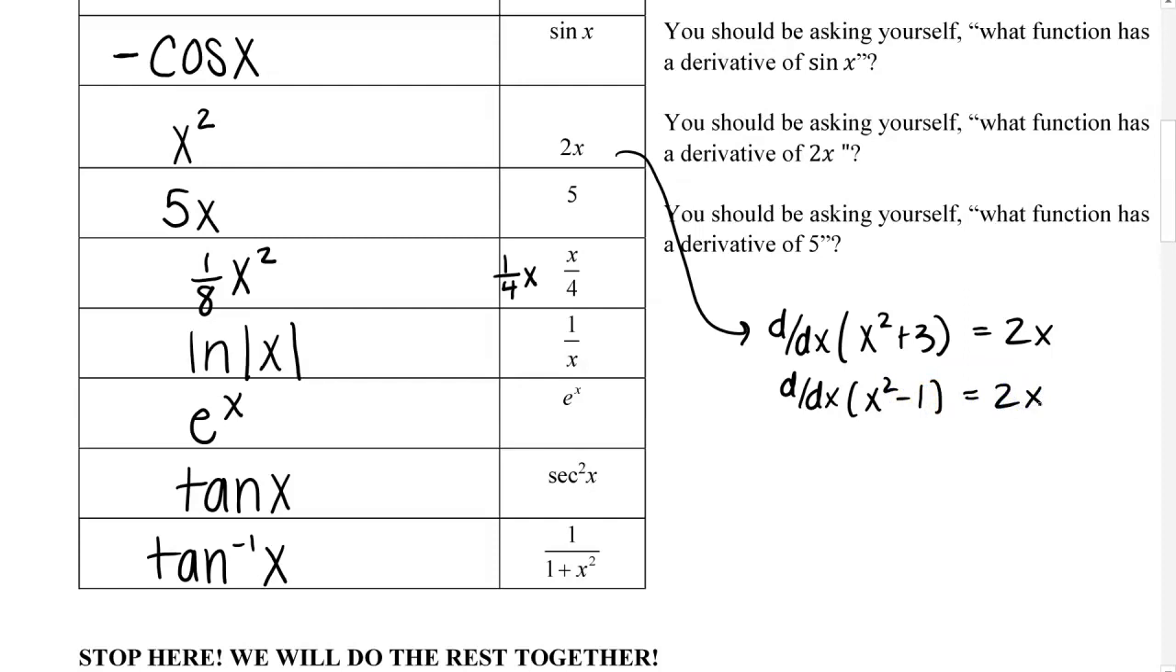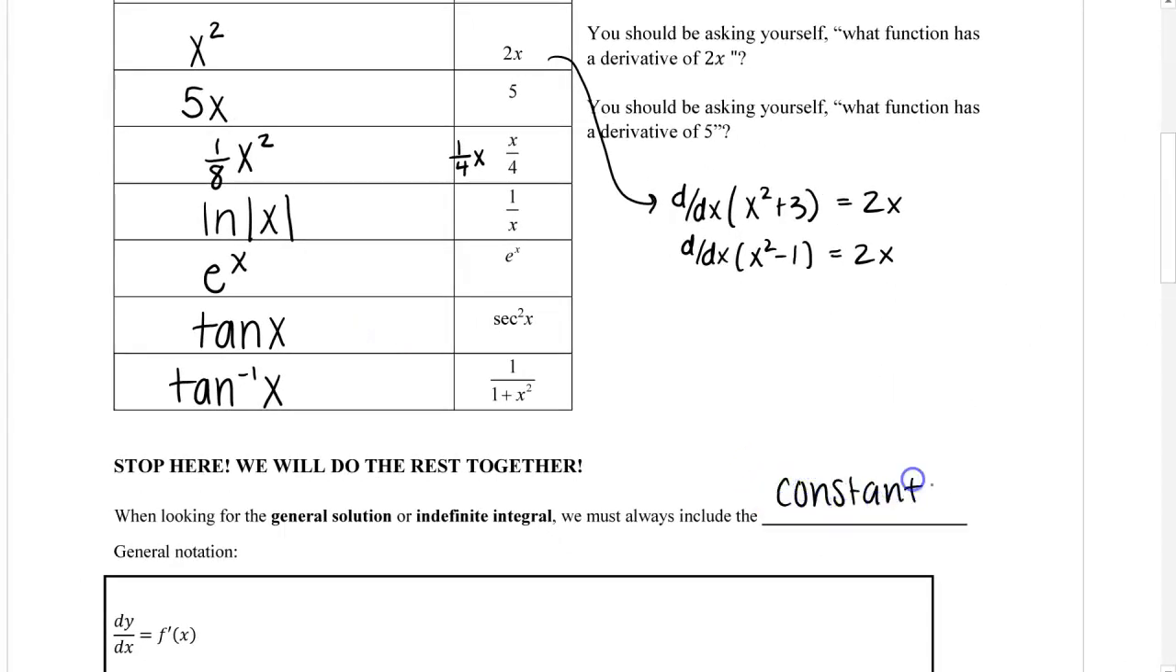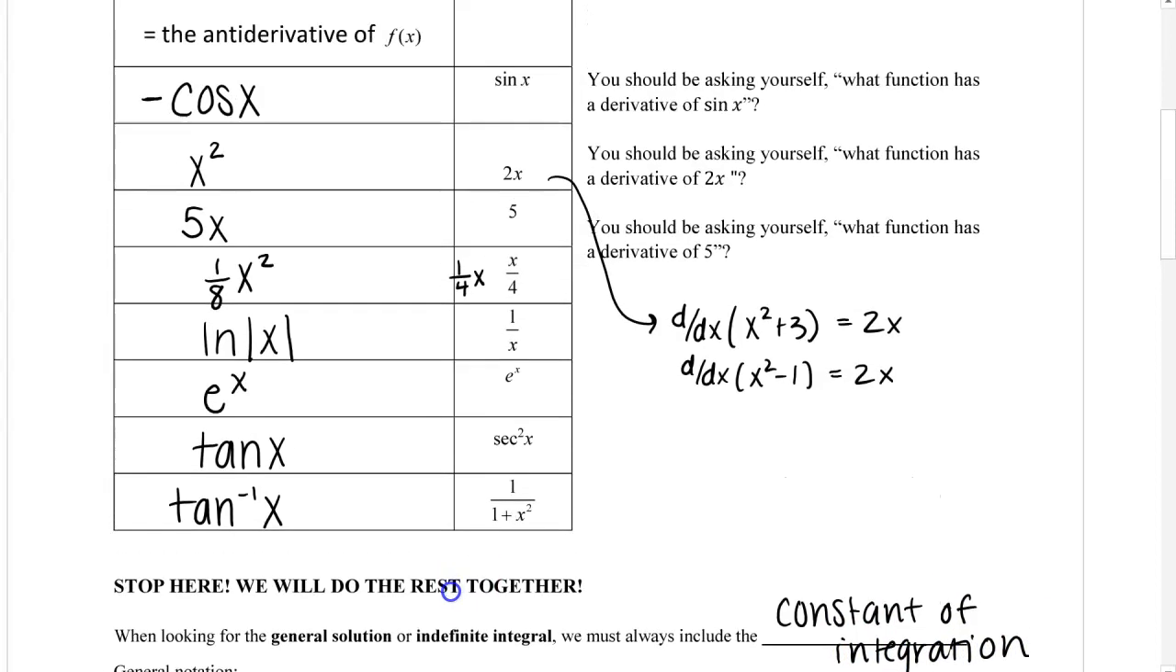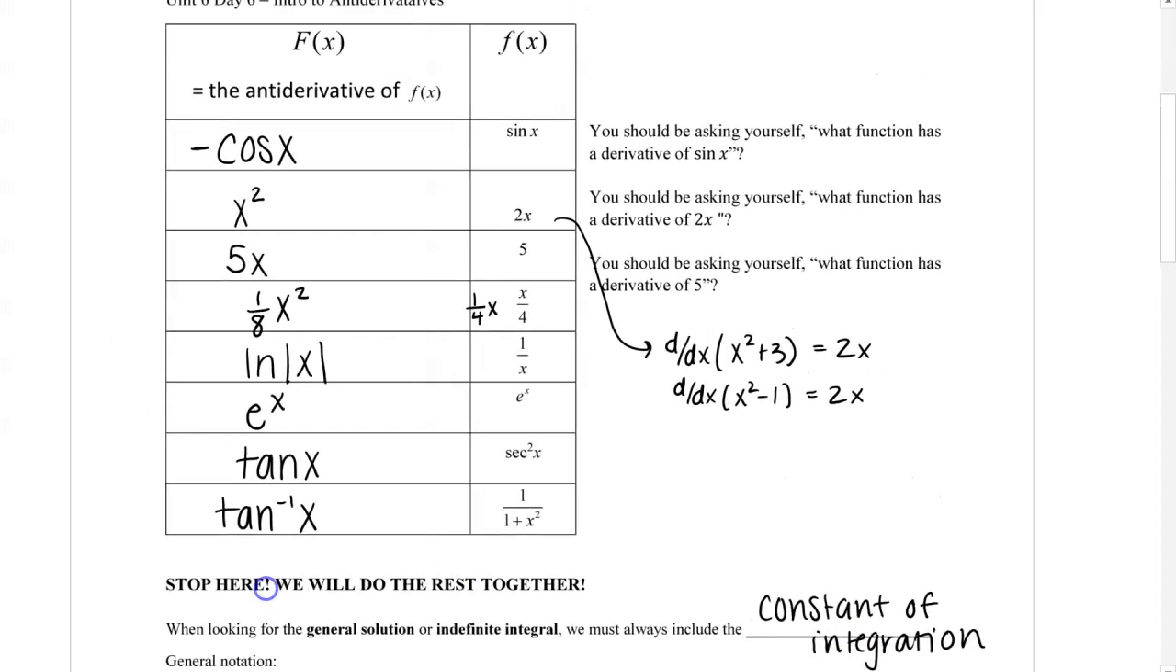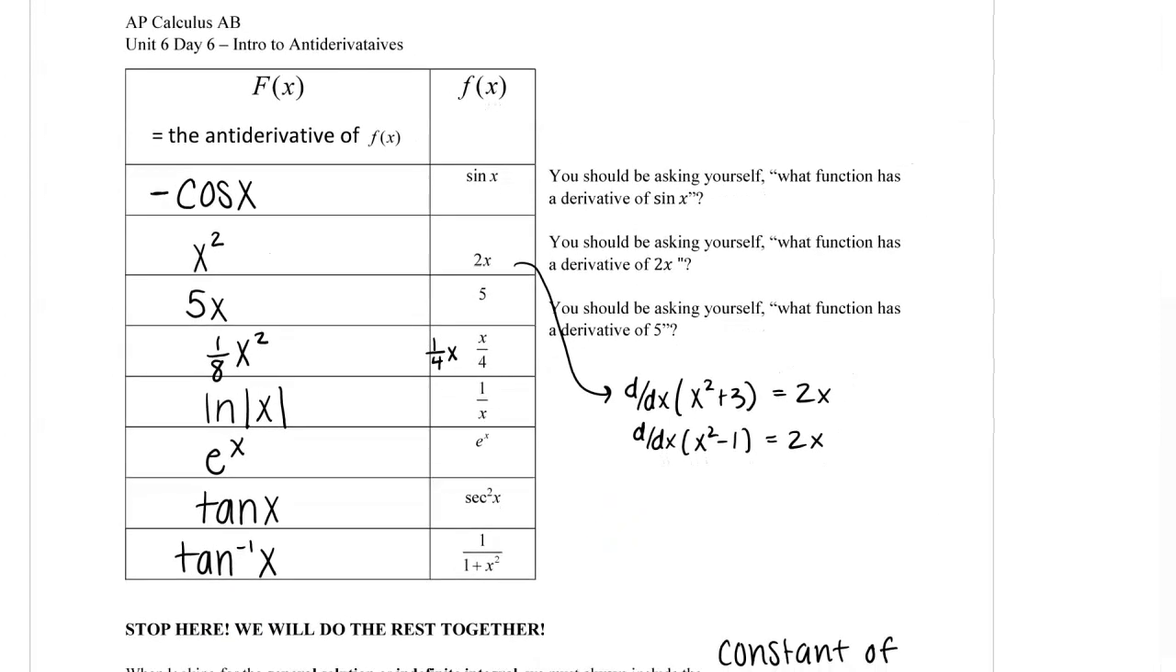So for that reason, we need what's called a constant of integration. So constant of integration is representing any constant that if you took the derivative of it, it would be 0. Okay, because we're coming up with a general form or general solution for an antiderivative. So we need to make sure that we include the plus c on all of these.